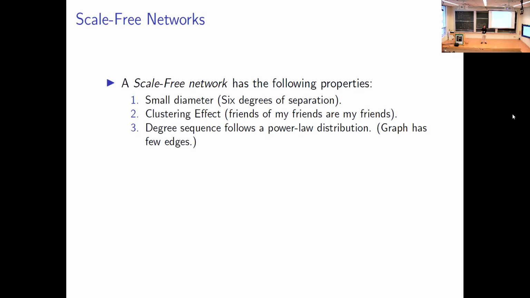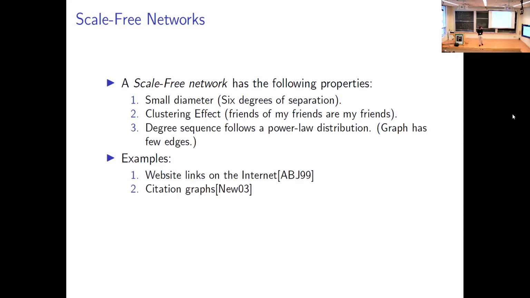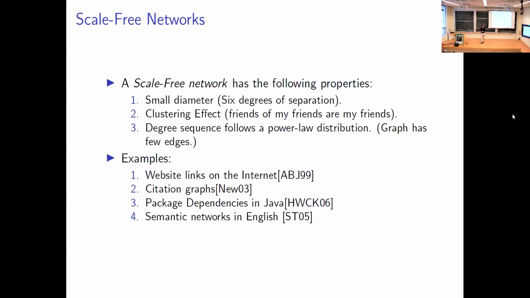And many of you can fill in quite a few more examples of these, but here are a few. So things like website links on the internet, citation graphs, package dependencies in the Java programming language, and some semantic networks in English. Certainly you guys can add on many more than these. What I want to highlight with this is that many of these examples I've just presented here don't have an obvious geometry that you can put underneath this. That's going to come up in a second because there's been a lot of work by those of you in the room and elsewhere to model these things via random graphs.